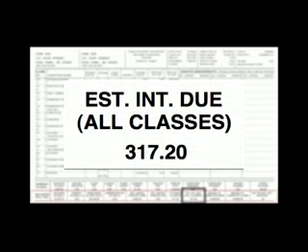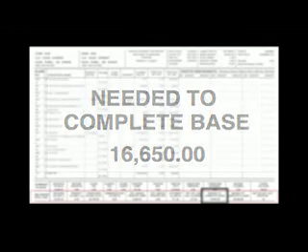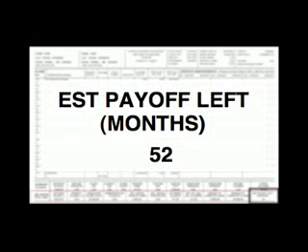The ninth box lists the current balance of all accrued interest in your case. Prior to confirmation of the plan, this figure may not be accurate. The 10th box indicates the balance needed to pay to reach the base amount of your case. The 11th box indicates the balance needed to pay every claim in full. The 12th box indicates the number of payments left at the current payment amount.